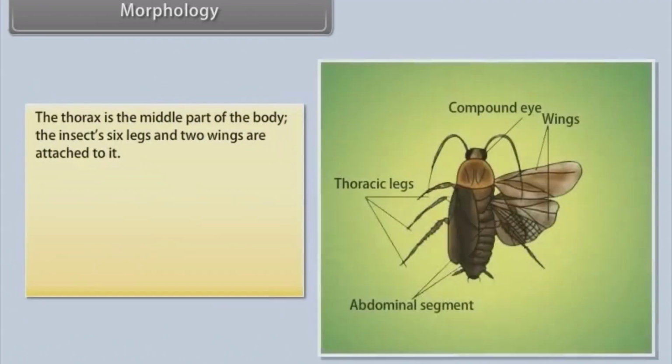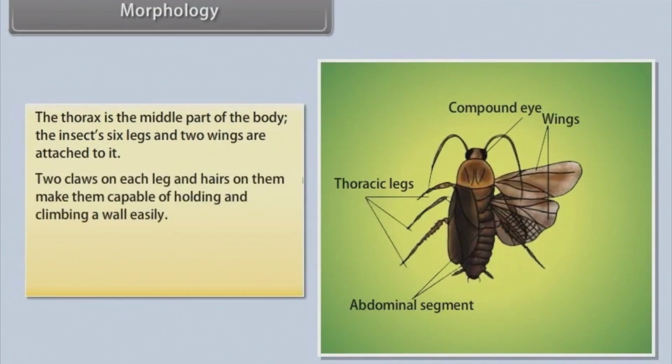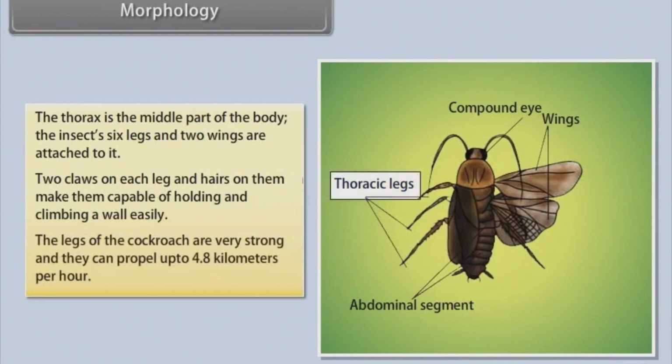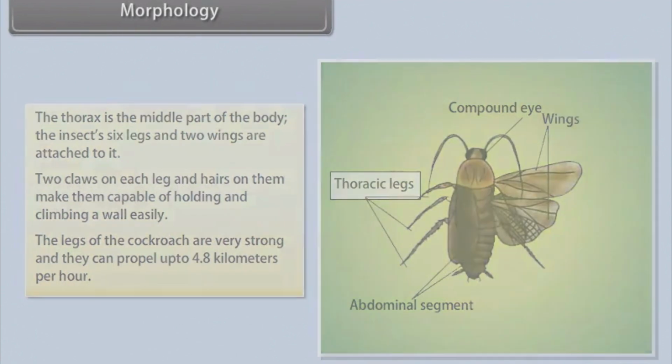Morphology. The thorax is the middle part of the body. The insect's 6 legs and 2 wings are attached to it. 2 claws on each leg and hairs on them make them capable of holding and climbing a wall easily. The legs of the cockroach are very strong and they can propel up to 4.8 kilometers per hour.